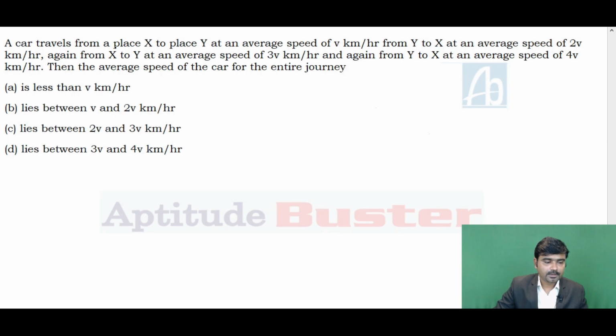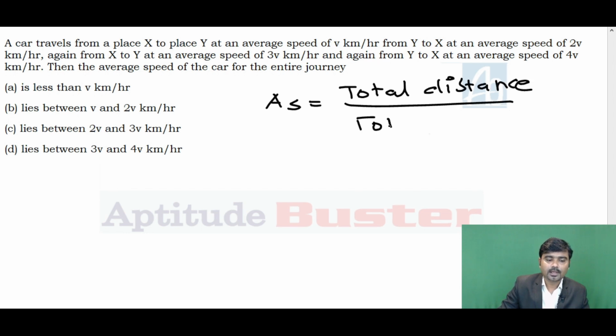A car travels from a place X to place Y at an average speed of V km per hour. From Y to X at the average speed of 2V km per hour. Again from X to Y at an average speed of 3V km per hour. And again Y to X at an average speed of 4V km per hour. Then the average speed of the car for the entire journey. What's the average speed formula? Average speed equals total distance divided by total time taken.